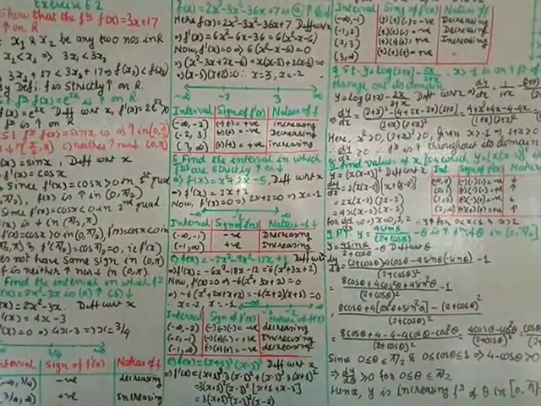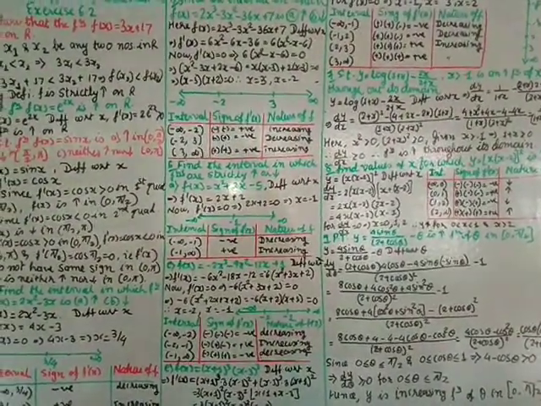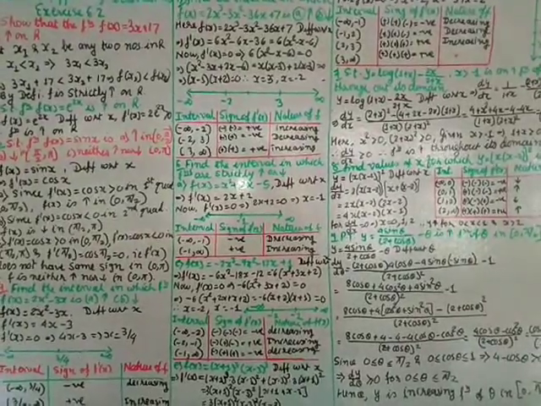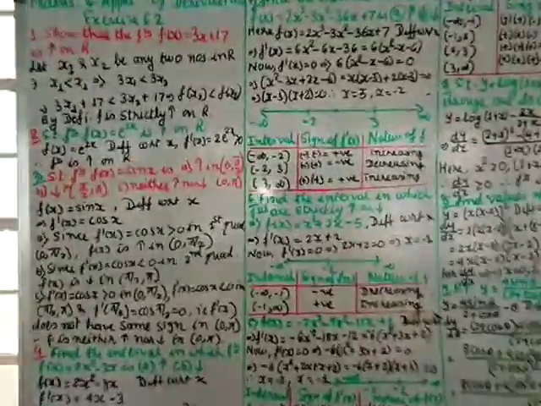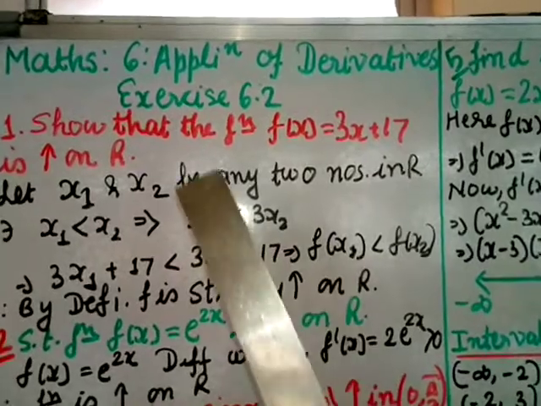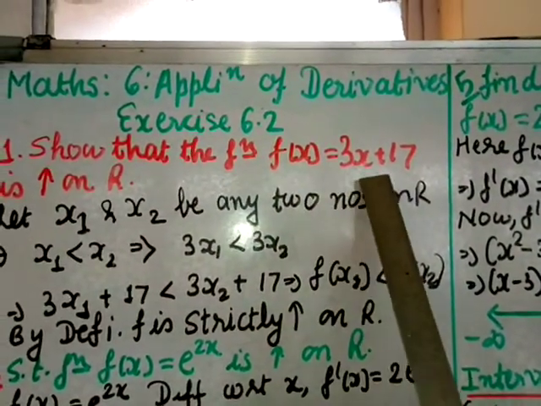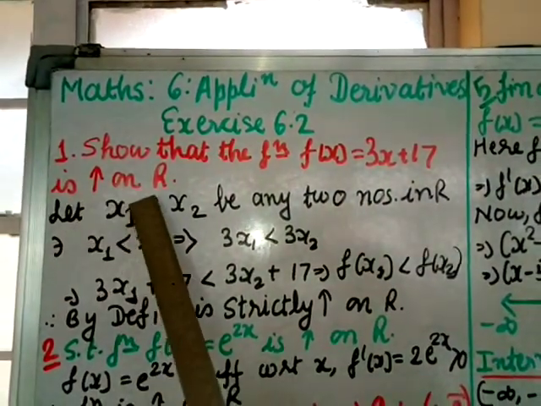Mathematics Class 12 Chapter 6 Application of Derivatives. We shall do exercise 6.2. Question number 1. Show that the function f(x) equal to 3x plus 17 is increasing on R.